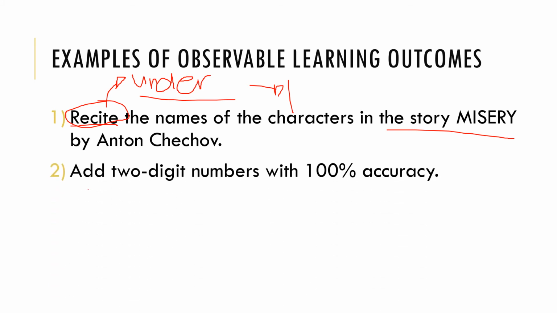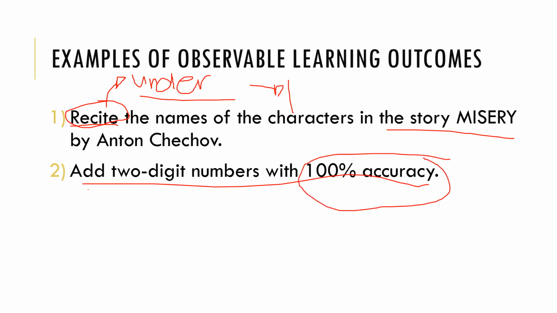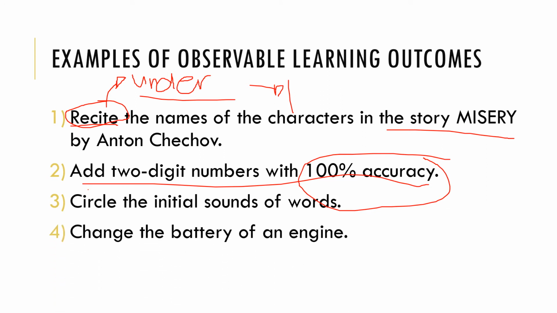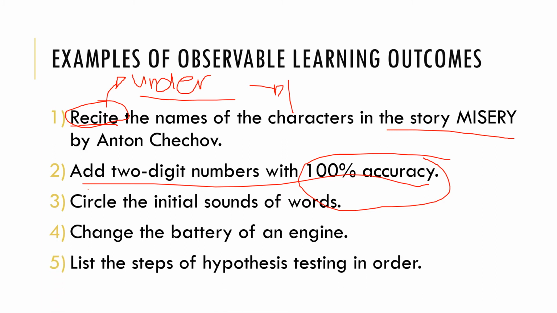I think this one is not debatable, no? Very clear. You have here add 2-digit numbers and then of course we also have the degree, 100% accuracy. Okay. Number 3, circle the initial sounds of words. Change the battery of an engine. And the last example we have is list the steps of hypothesis testing in order.